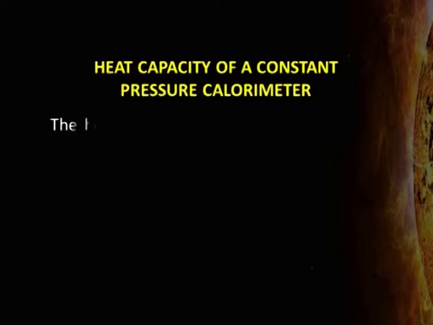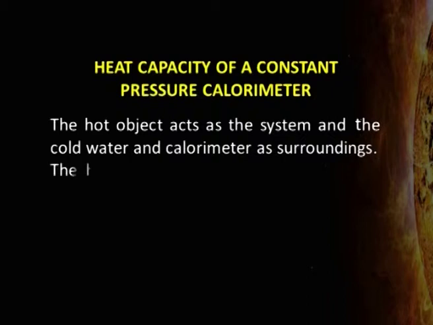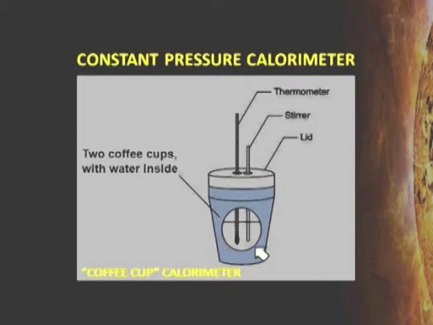In a typical experiment to find the heat capacity of some solid substance, a heated solid substance is added to the cold water in the calorimeter. The hot object acts as the system and the cold water and calorimeter as surroundings. The heat lost by the system is equal and opposite in sign to the heat gained by the surroundings. Here the surrounding is cold water and the calorimeter.